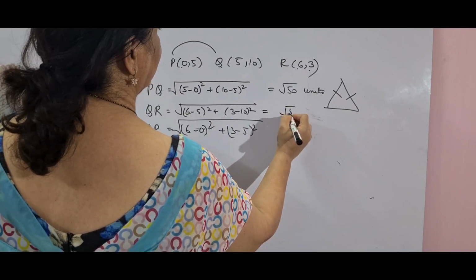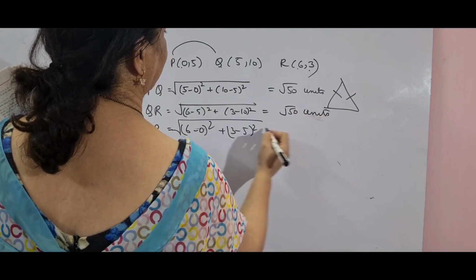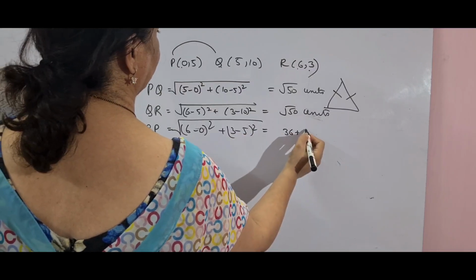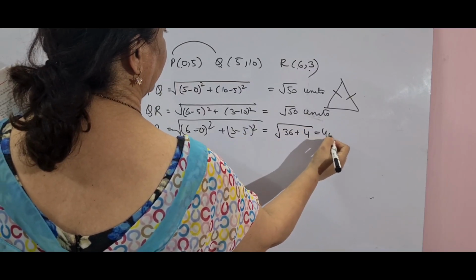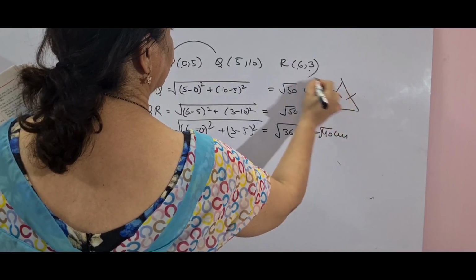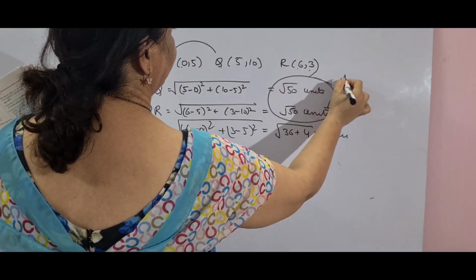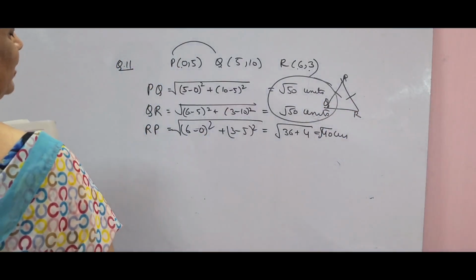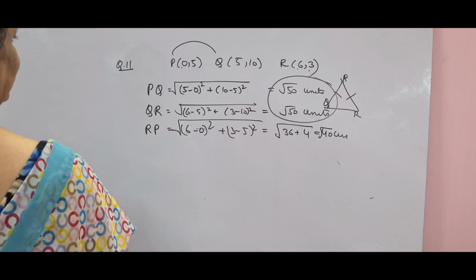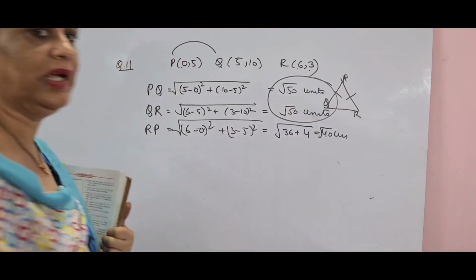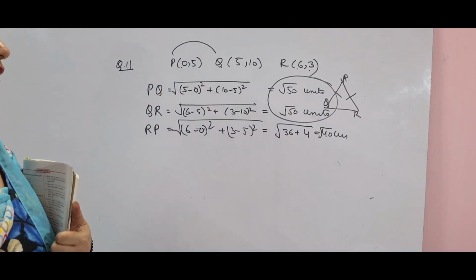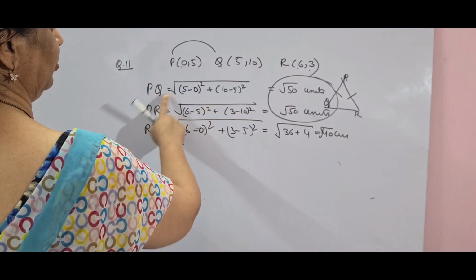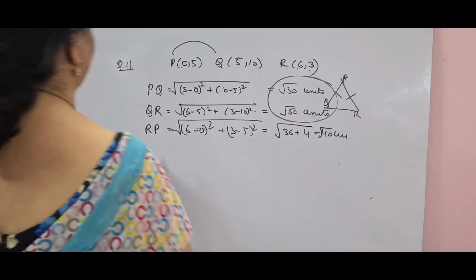So my question finishes here only, but I will find the third also: 6 square 36 plus 5 minus 2 square 4, this is root 40 units. But my two sides have become equal. So PQR is an isosceles triangle, because when we relate geometry with coordinates, we take the properties of geometry, and you know very well that in an isosceles triangle, two sides have to be equal, and I have proved two sides equal. See, PQ is equal to QR, and that is my required answer.